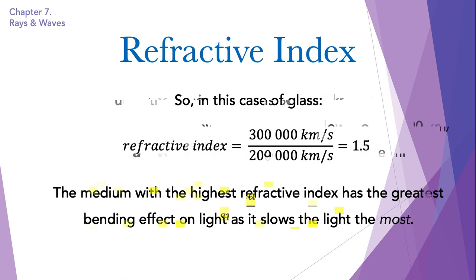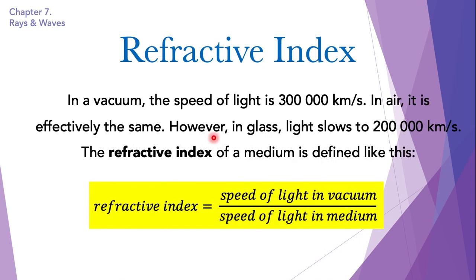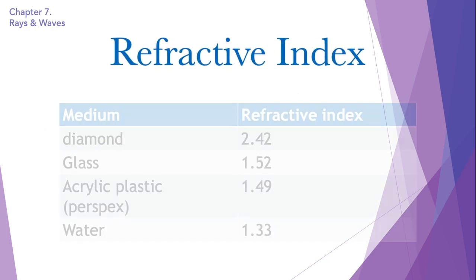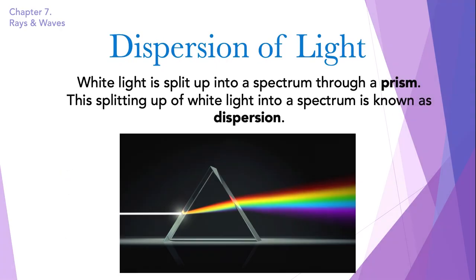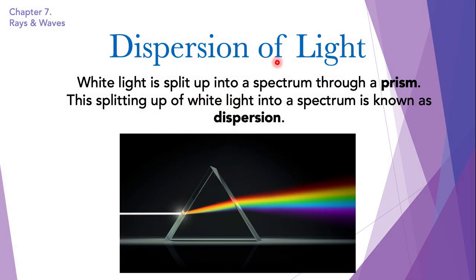Now that we've understood this and the equation of the refractive index, we're going to move ahead to understanding the refraction by a prism. In other words, we're going to look at the dispersion of light. White light is split up into a spectrum through a prism. A prism is a triangular block of glass or plastic. The sides of a prism are not parallel, so when light is refracted by a prism, it comes out in a different direction. So light is deviated when it gets refracted by a prism and comes out in different directions.